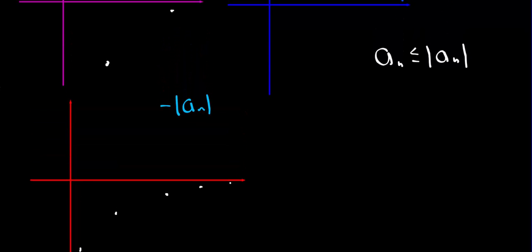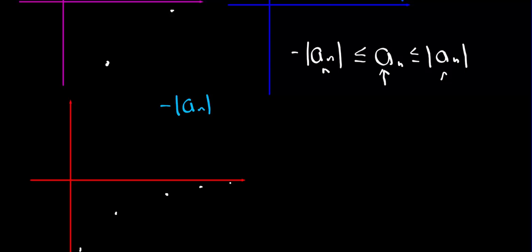Now, if you give that some thought, you can see that this A sub n is going to be greater than or equal to the opposite of the absolute value of each term. Each term of A sub n is going to be greater than or equal to the negative absolute value of that term. So, in other words, what I'm saying is that this A sub n is between this one and this one.